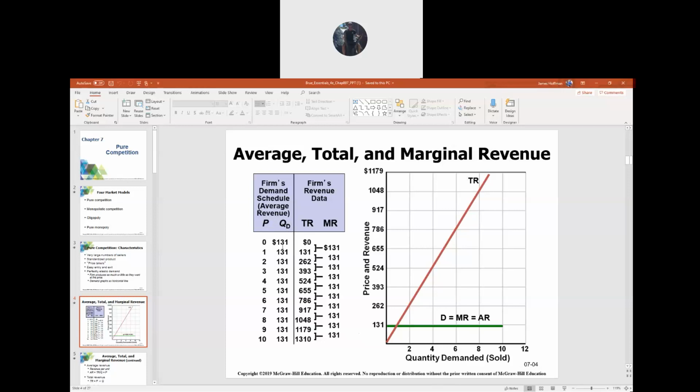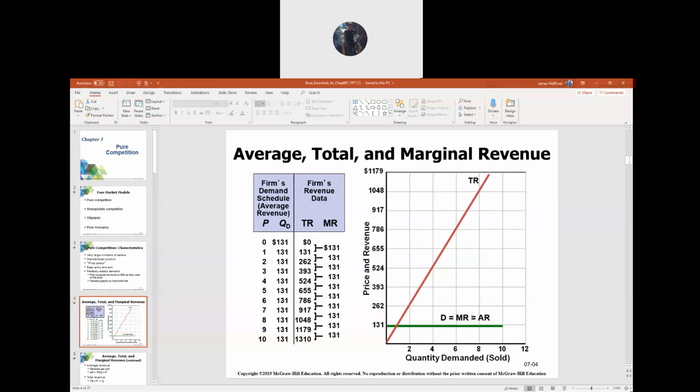If you look at why it's always 131, that's because each consecutive unit you sell for 131. So if you sell one unit, you get 131. If you sell 2 units, you get an extra 131. It's because the price is the same. And therefore, the additional revenue is always 131 because each time you sell one more of this good, you get an extra 131.